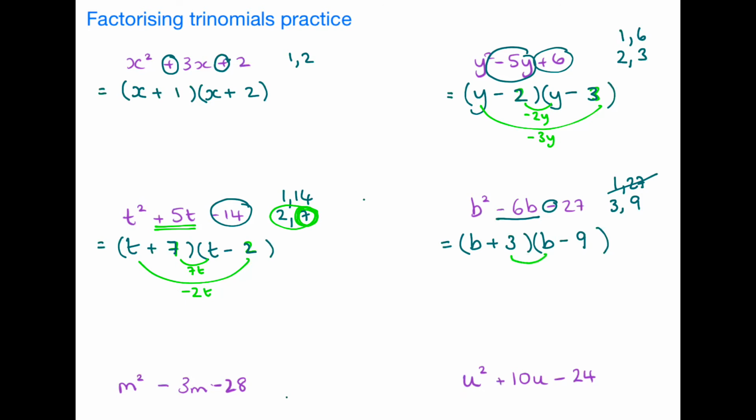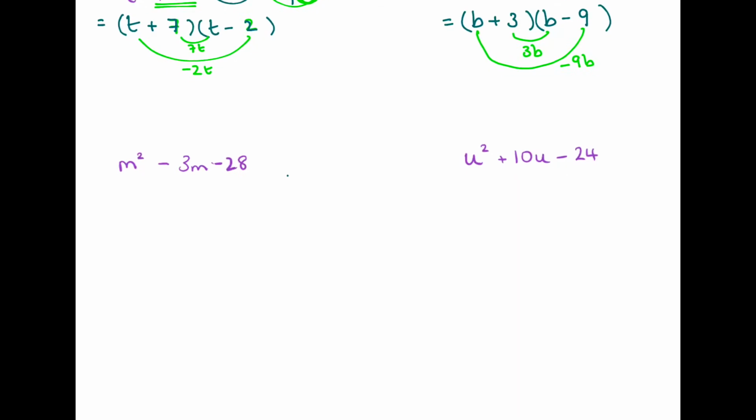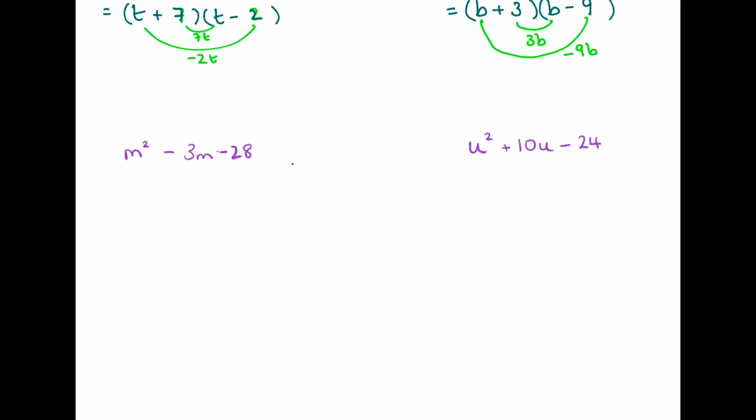So this times this gives us 3b. This times this gives us negative 9b. And 3b, take away 9b, is negative 6b. So we know we've got the right answer there. Okay, next one.